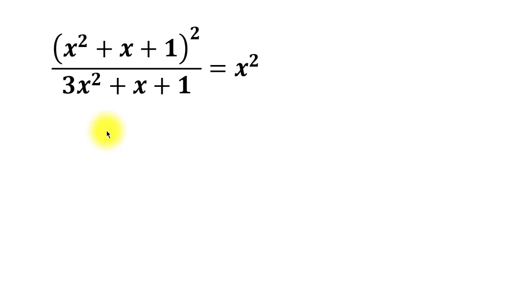This question seems almost impossible to solve. Can you solve it? We're asked to look for the values of x, given that (x squared plus x plus 1) all raised to the power of 2, all over 3x squared plus x plus 1, is equal to x squared. Now notice the numerator.